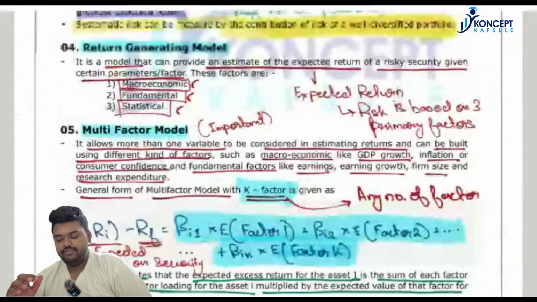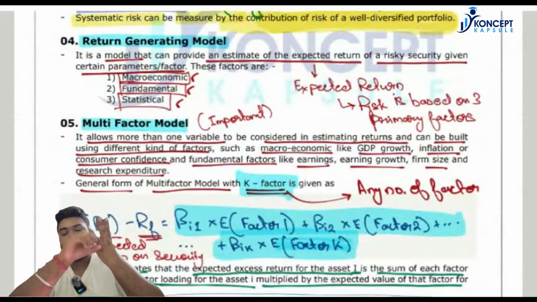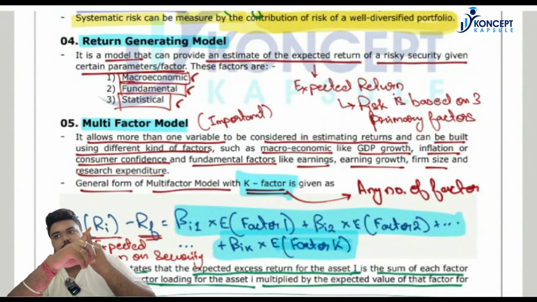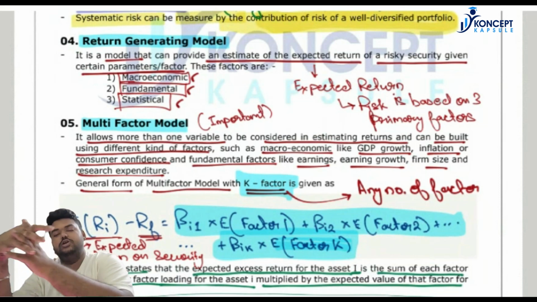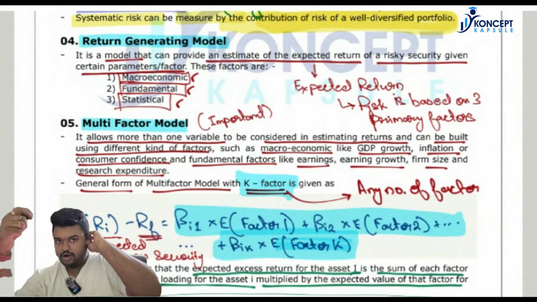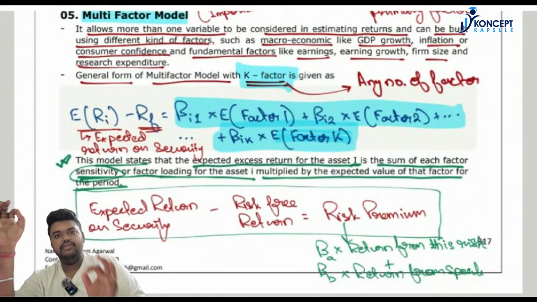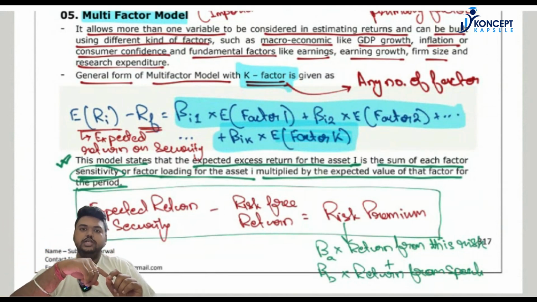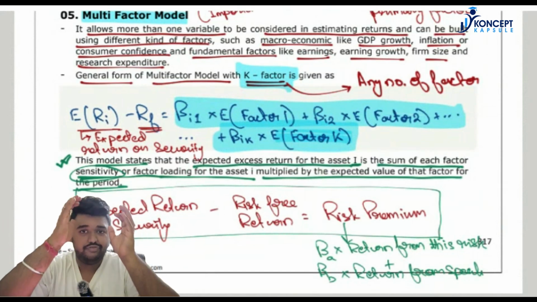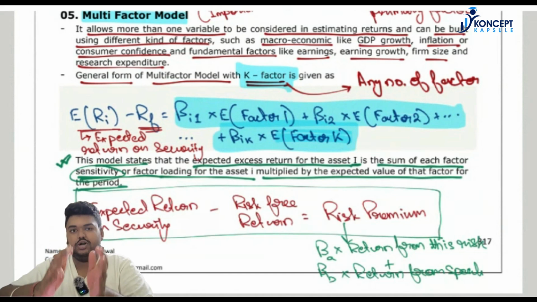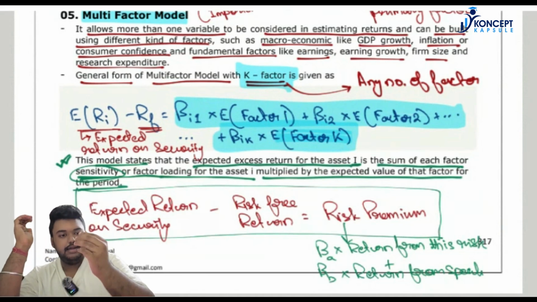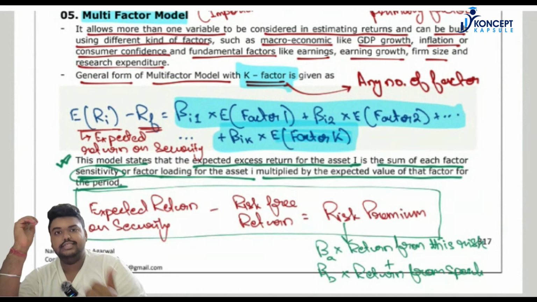So with this, guys, we have understood three return models. One was the return generating model. In the return generating model, we were saying that returns are primarily based on certain factors. They can be macroeconomic, fundamental and statistical. No mathematical thing over here, no in-depth discussion. Second was the multifactor model. In the multifactor model, we are saying that returns of a security are not based on just one specific or isolated risk, it is based on multiple risk factors. It can be growth, earnings, sales, competition, microeconomics, geopolitics, anything.